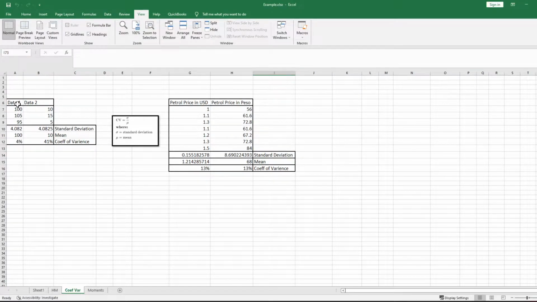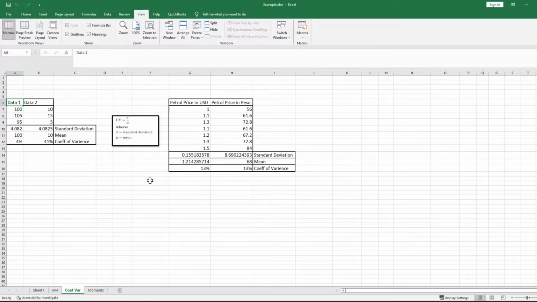So let's see a live example so that it is easy to understand. Let's take these two data. You see this is 100, 105 and 95. This is 10, 5 and 15. These two data have the same standard deviation, but the mean is different. When you see the coefficient of variance, you can understand this data is varying at 4% and this data is varying at 41%. Standard deviation is a dispersion on this number, but the standard deviation does not let us compare this data and this data. That's why we need a coefficient of variance.